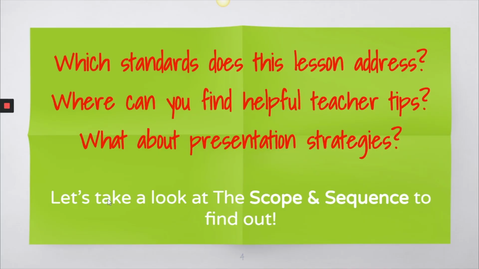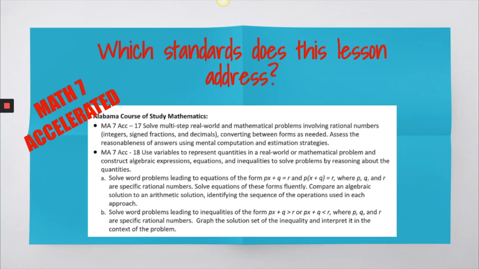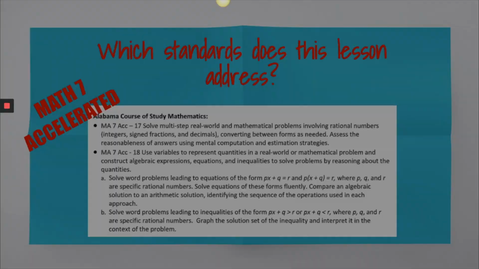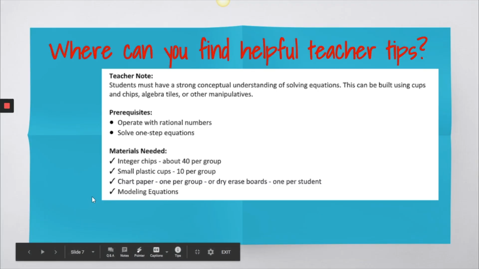When it comes to standards, helpful teacher tips, and presentation strategies, we're going to take a look at the scope and sequence for each lesson to find that out. First of all, the standards addressed for Math 7 will be numbers 8 and 9. For Math 7 Accelerated, there will be standards 17 and 18. And for our activity today, we're only going to need the integer chips and the small plastic cups.